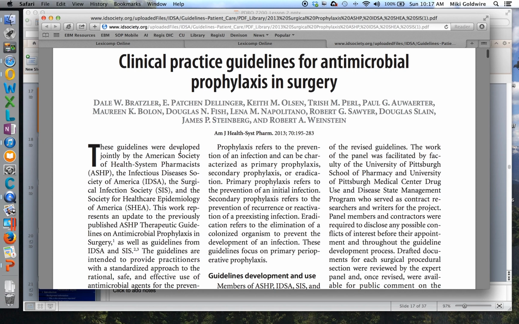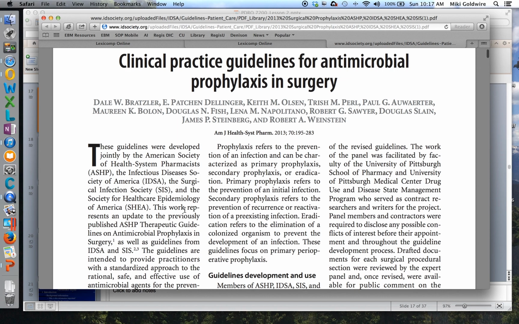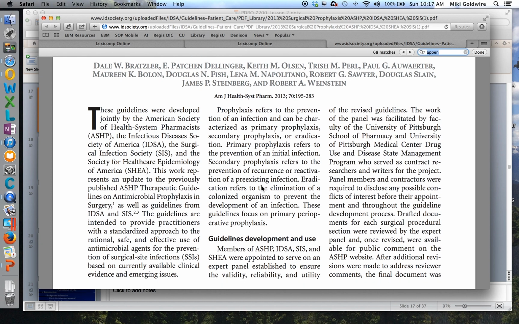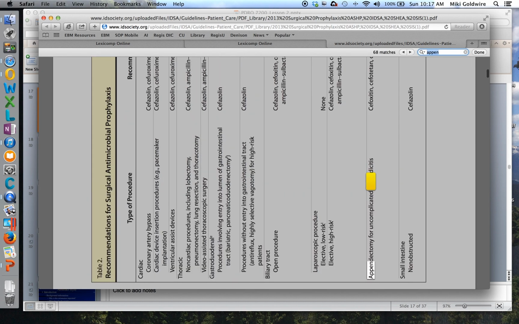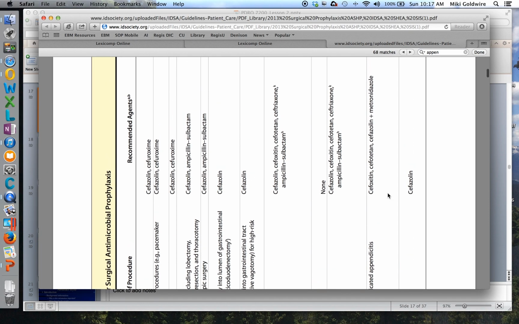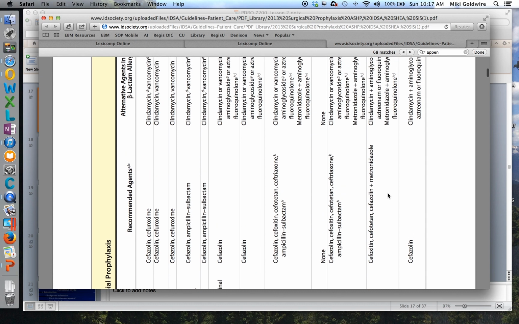And we can see that these guidelines were developed jointly by the American Society of Health-System Pharmacists and the Infectious Diseases Society of America, along with the Surgical Infection Society and the Society for Healthcare Epidemiology of America. And again, if I use my Control F and I type in appendectomy again, or APPEN, I can see here, again, it's sideways now, appendectomy for uncomplicated appendicitis. The recommended therapy is cefoxitin, cefotetan, or cefazolin plus metronidazole, which we saw in Lexicomp.